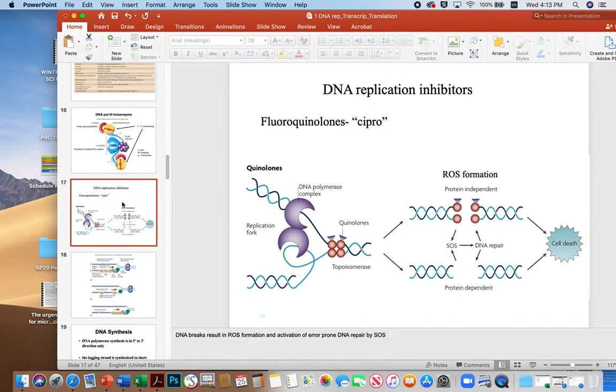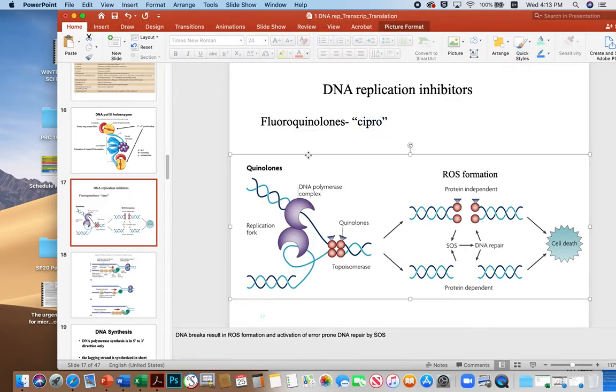So I always like to throw these things in here just as a way to give you context or some interesting facts about why we would need to know about this kind of stuff. And one reason why we would need to know about it is how to interfere with the process if we want to block microbial growth. And so quinolone antibiotics are a good example of that, specifically ciprofloxacin, abbreviated Cipro.